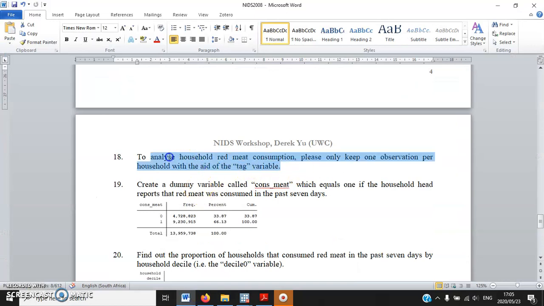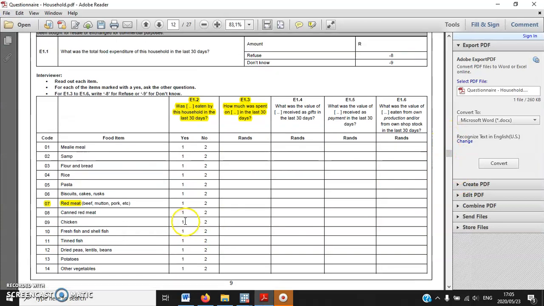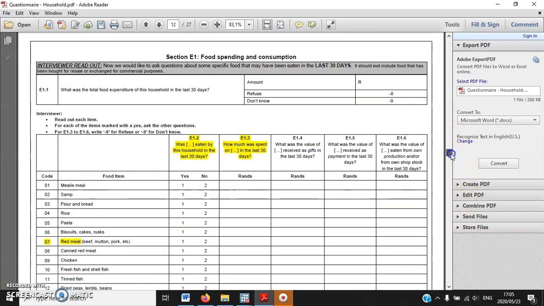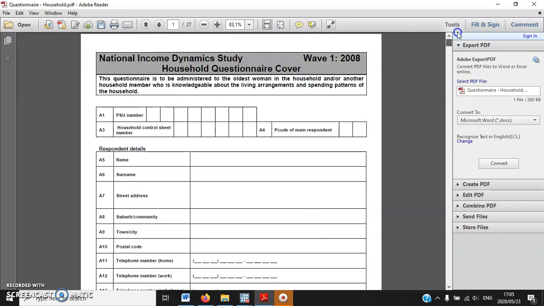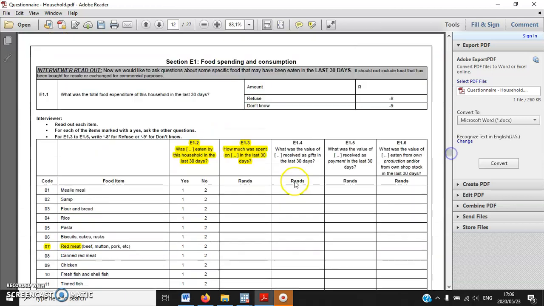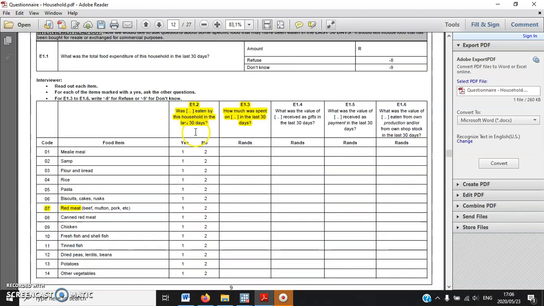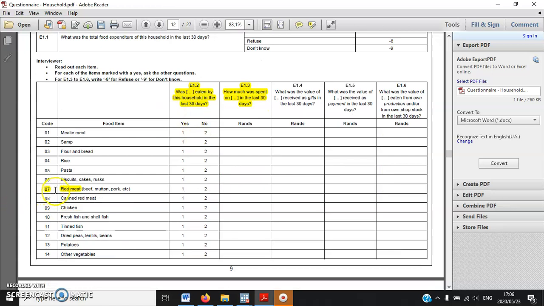I want to analyze household red meat consumption. So I should only keep one observation per household. By the way, consumption on red meat indeed was asked. Apology. It was asked in the household questionnaire, Section E, when household expenditure, food expenditure was captured. Section E1, item number 7, red meat.